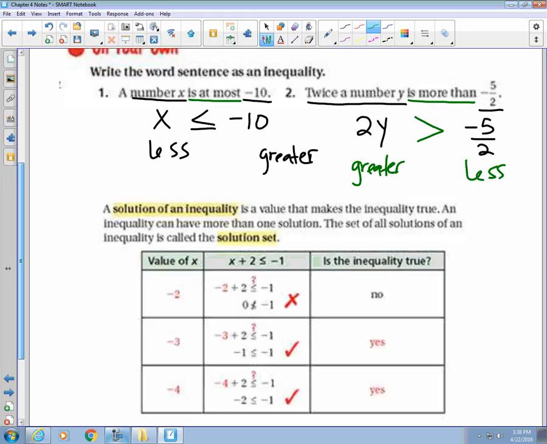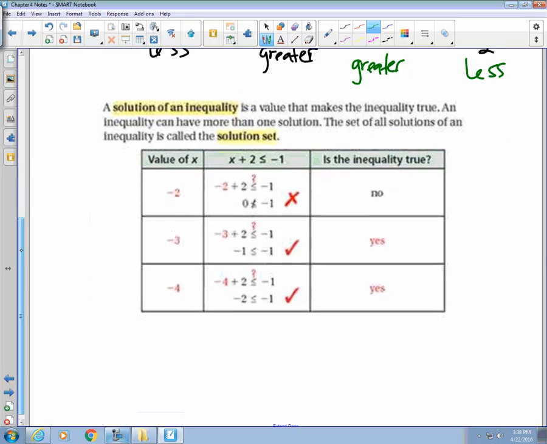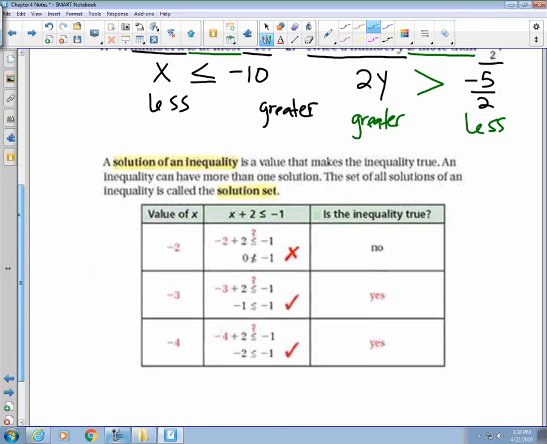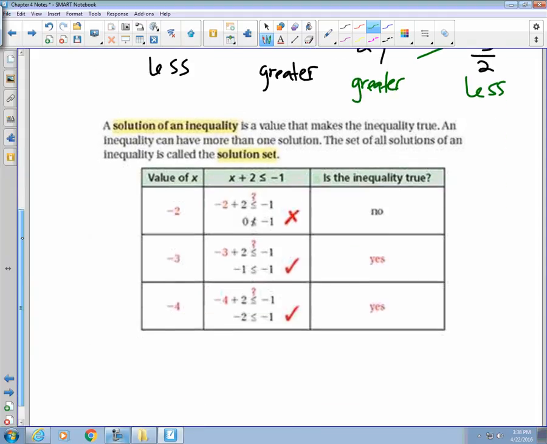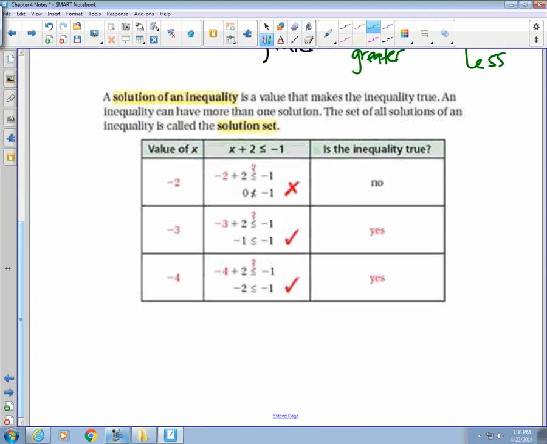Now, it says it's more than. If it's more than, it's not allowed to be equal to it. So we're not going to add the equals bar underneath. More than means it has to be bigger than. Okay. So we'll give you some more practice of that in class. We'll move on to the next part of the lesson.